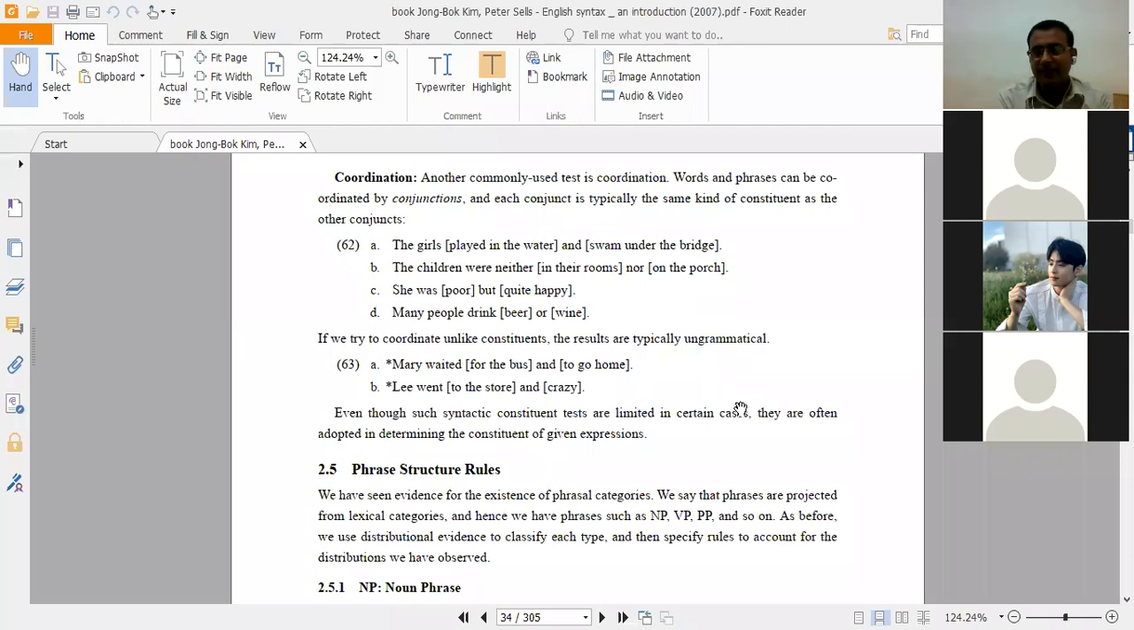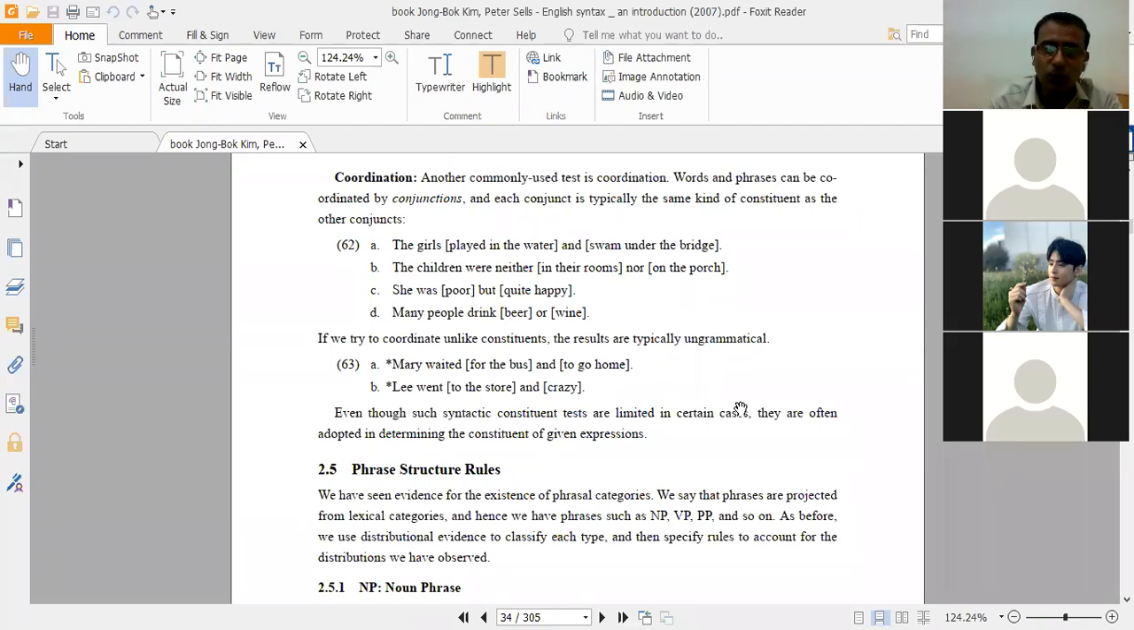The girls played in the water and swam under the bridge. So "and" joined two phrases, verb phrases: played in the water, swam under the bridge. The children were neither in their rooms nor on the porch. "Neither" is also a conjunction. In their rooms is a prepositional phrase, on the porch is a prepositional phrase. So two equal-length things, phrases or sentences or noun phrases, when we join them, the word that joins them is called a conjunction.